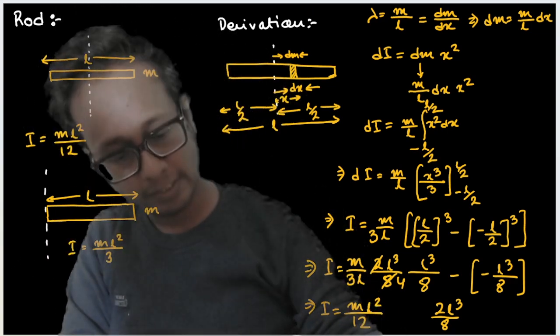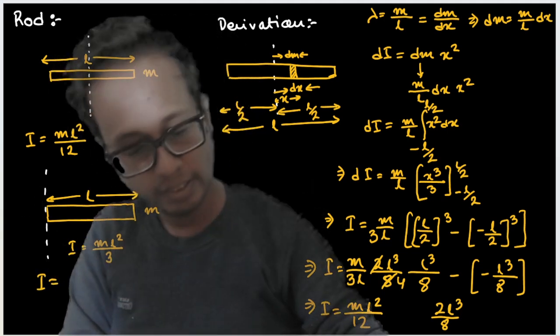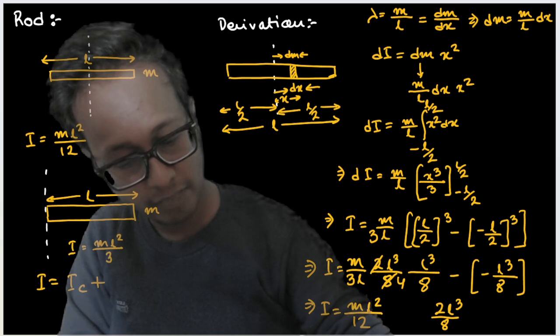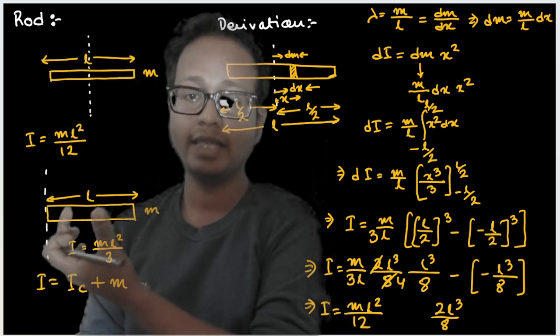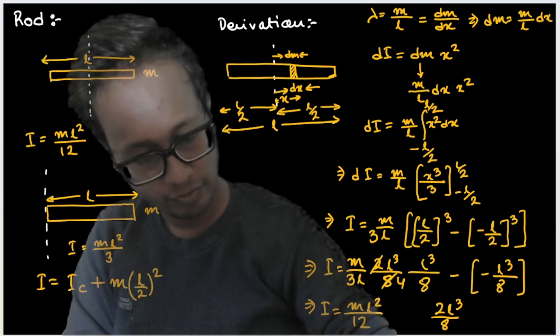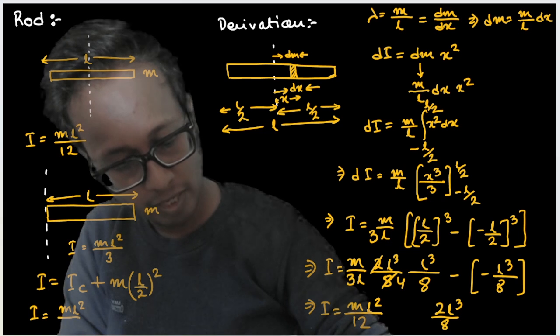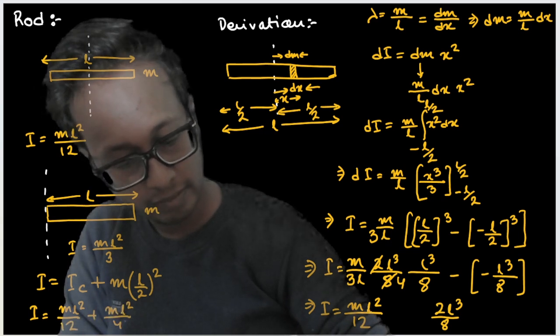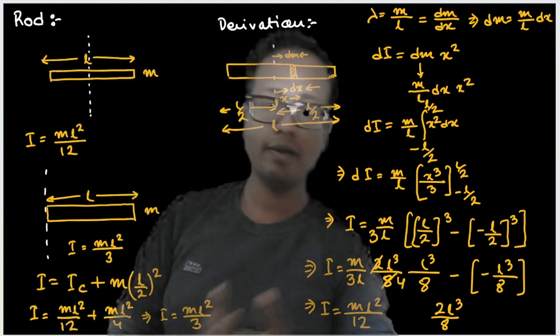The parallel axis theorem states that the moment of inertia through this axis is equal to the moment of inertia passing through the center of mass plus m into r square, where r is the distance between the axes, and the distance between the axes is nothing but L by 2. So I is equal to ml square by 12 plus ml square by 4, which is nothing but I is equal to ml square by 3. You can also obtain this formula by the integration method.